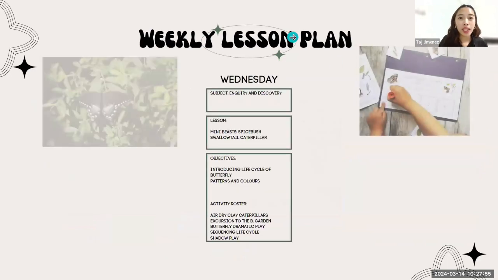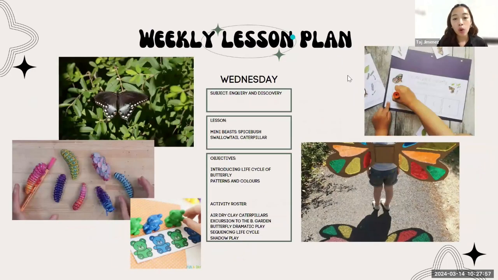Another day we can zoom in on is Wednesday. So Wednesday, this is what we did actually yesterday. Yesterday I did introduce this caterpillar. This specific caterpillar is a spice bush swallowtail caterpillar. So you can have your own, whatever is natural to where you are. Or you can even include endemic insects or maybe animals.